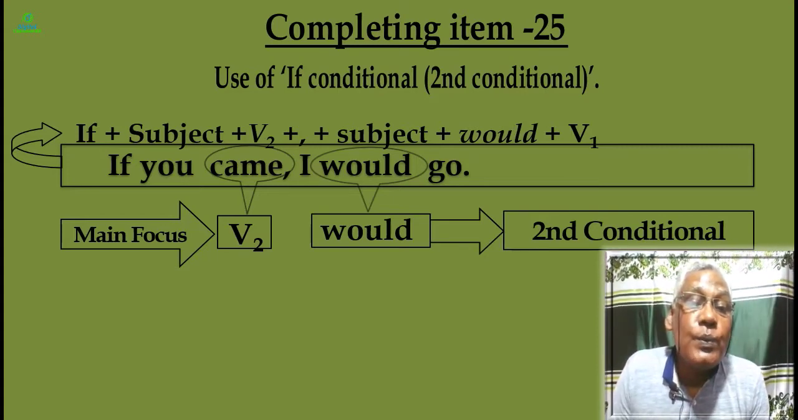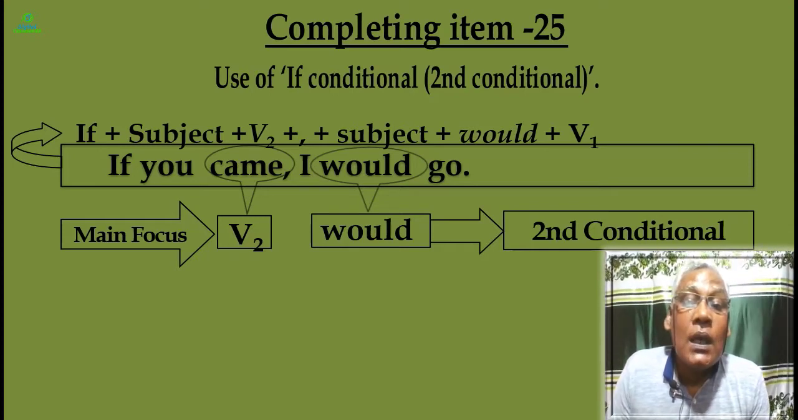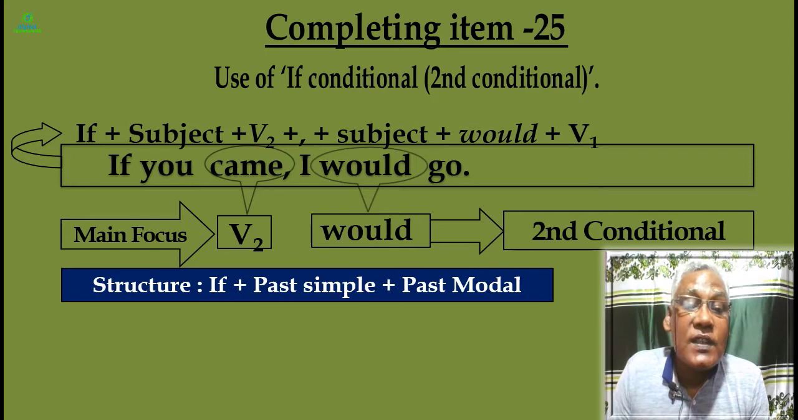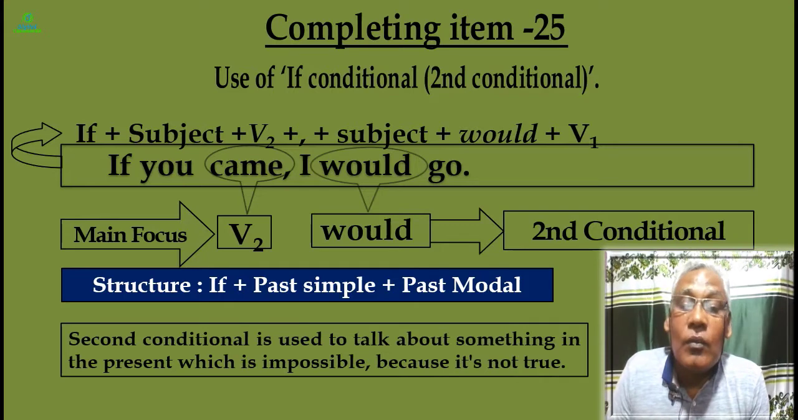So if you use past indefinite tense in the first clause, you have to use would, could, might, or should in the second clause. Okay, that is called second conditional sentence. So the structure is if plus first simple plus first modal. So please keep it in memory. You should keep the structure in your memory: if plus first simple plus first modal.